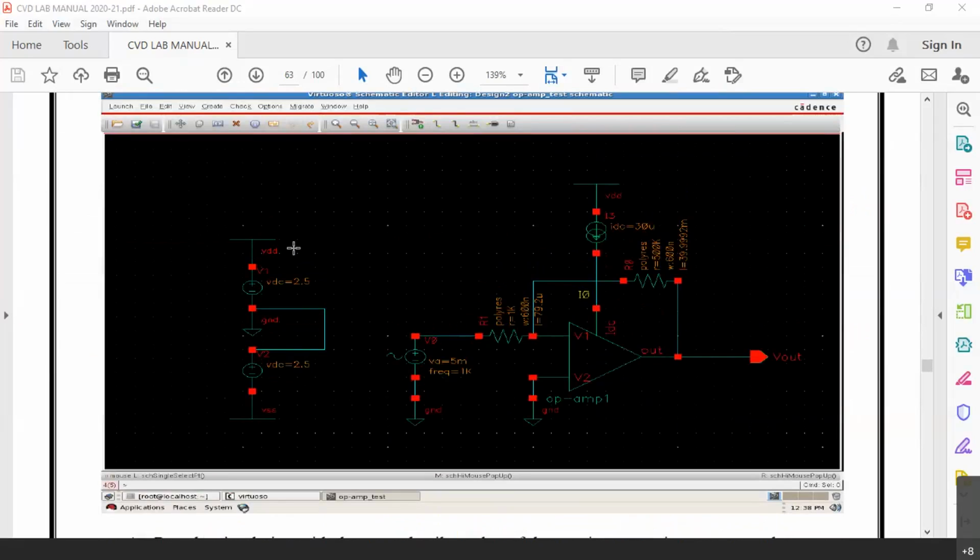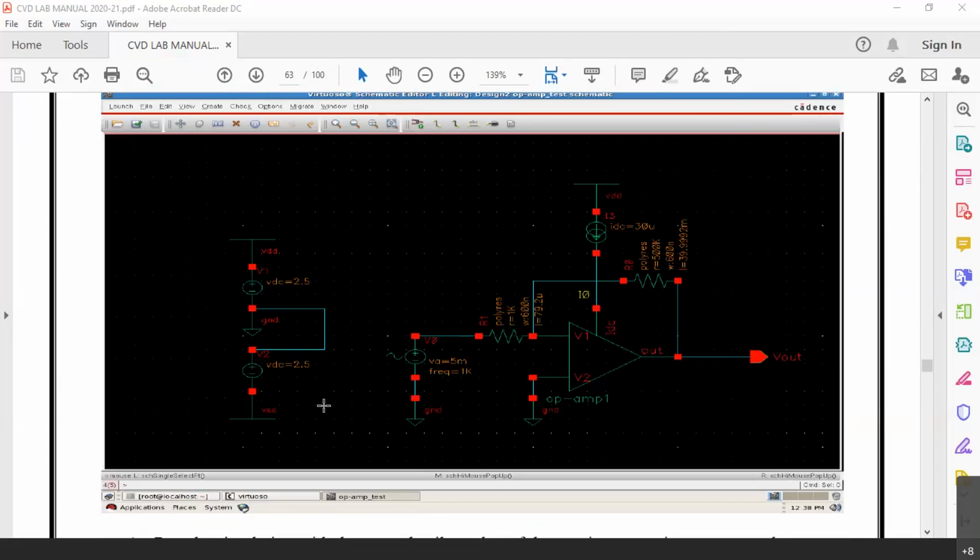You can see at the left side there is power supply VDD and VSS. We are using plus 2.5 and minus 2.5 for VDD and VSS, and we are giving a 30 microampere DC current as a biasing current. And you can see at the input we have connected a sinusoidal AC source, with 5 millivolts amplitude, frequency 1 kilohertz.